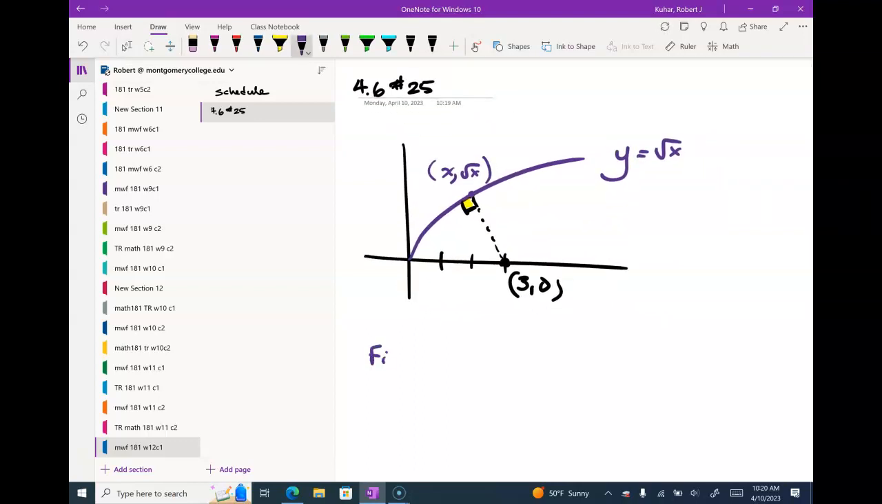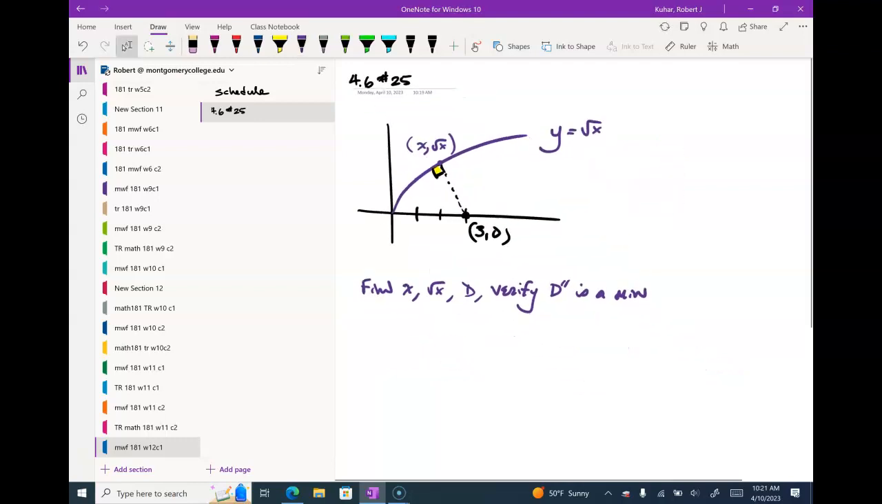So we want to find x, find the square root of x. We want to find the distance and verify d double prime is a min, right? So a minimum should be positive, right? The second derivative should be positive at that x value in order to be at the bottom of that valley, right?